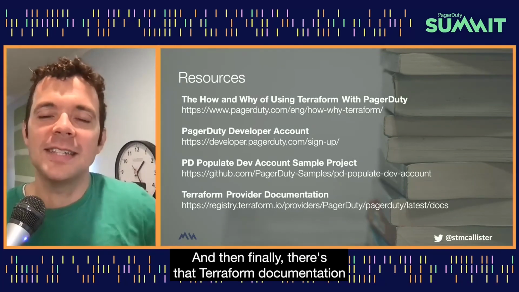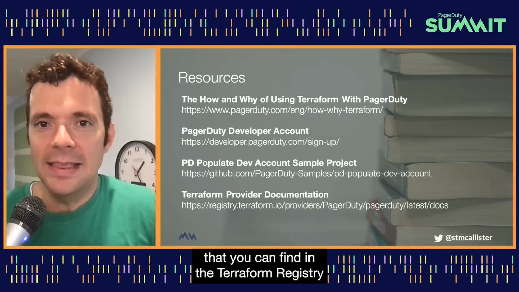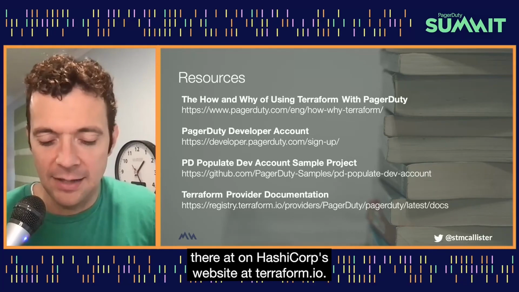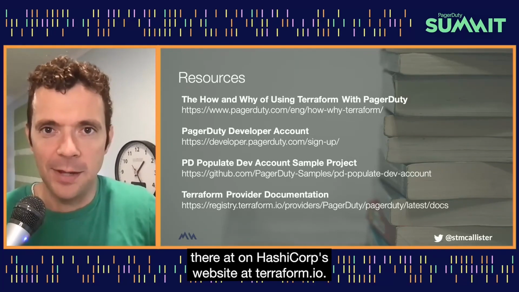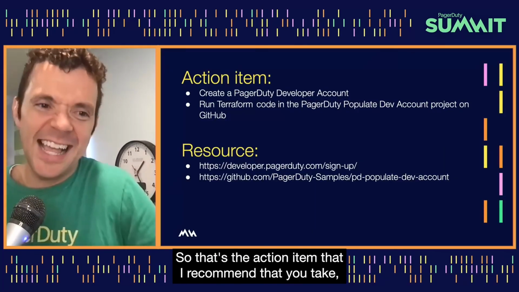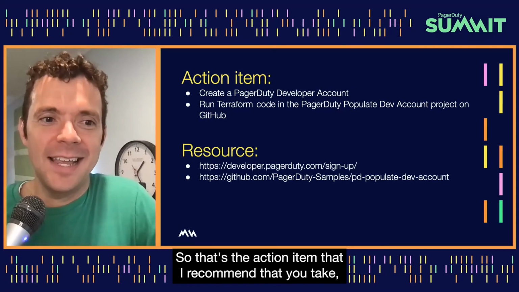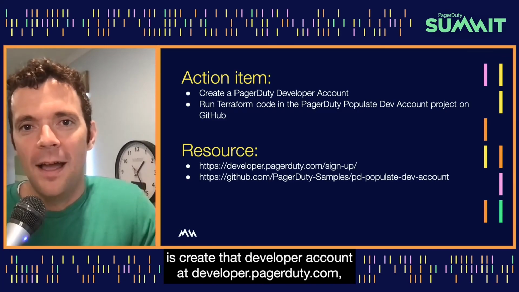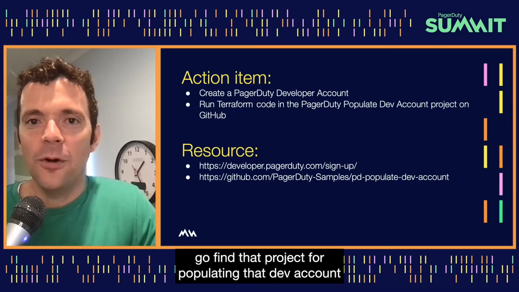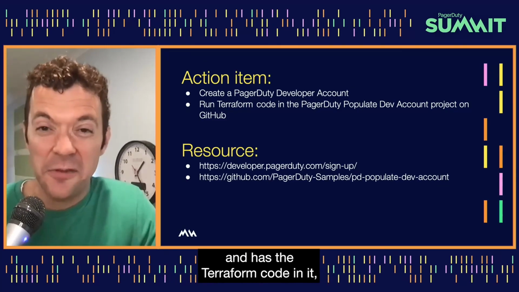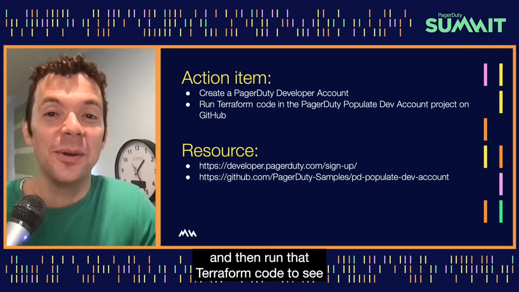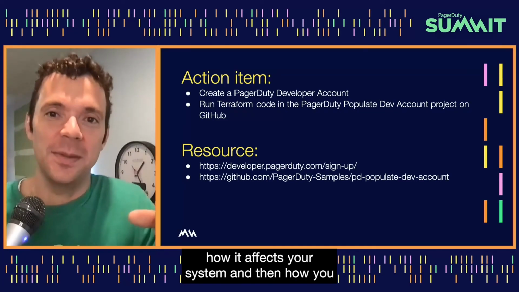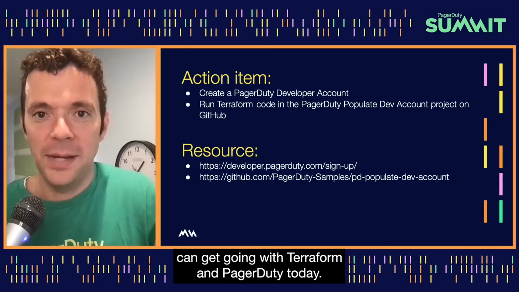And then finally, there's the Terraform documentation that you can find in the Terraform registry at HashiCorp, or on HashiCorp's website at terraform.io. So that's the action item that I recommend: create that developer account at developer.pagerduty.com. Go find that project for populating that dev account that has the Terraform code in it, and then run that Terraform code to see how it affects your system, and then you can get going with Terraform and PagerDuty today.